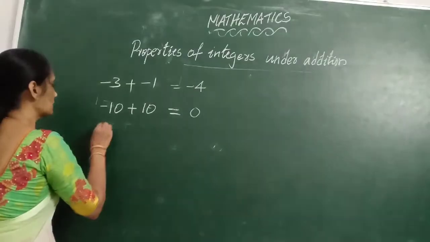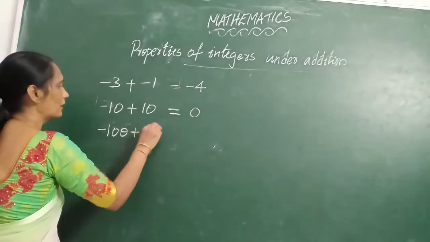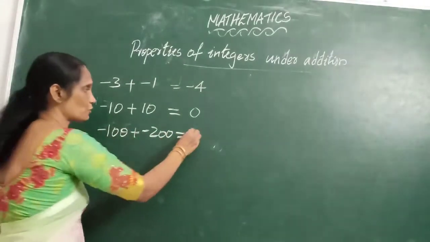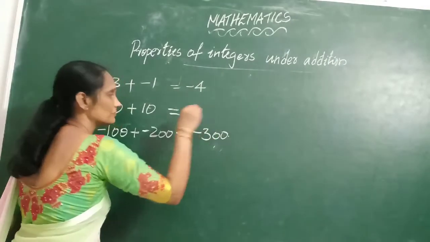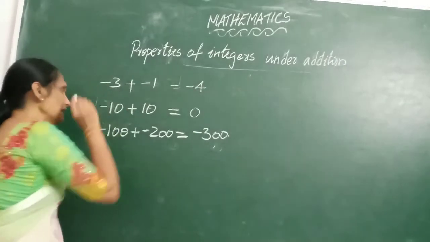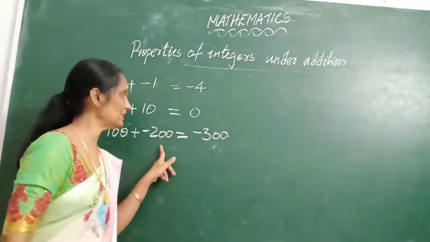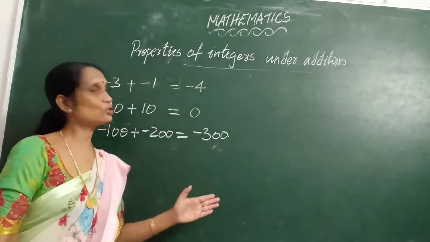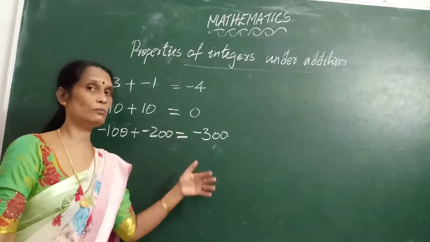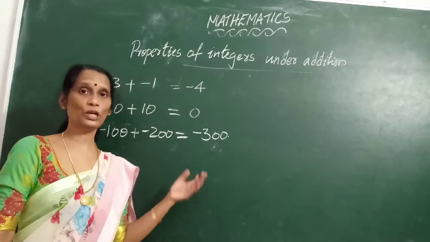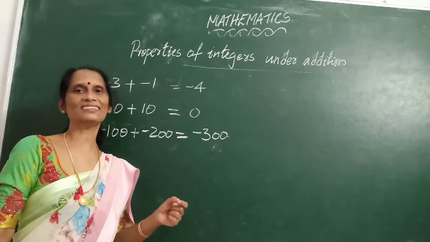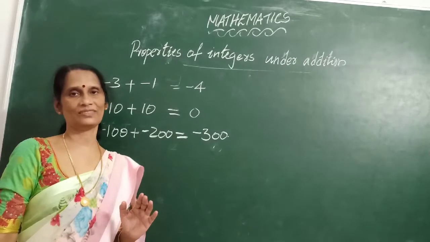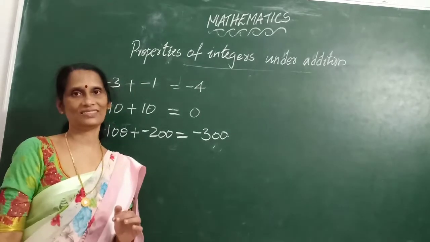Okay, let us see one more example. Minus 100 plus minus 200. What's the answer? Minus 300. So see here, minus 100 is an integer, minus 200 is an integer, then the sum minus 300 that we get, that is also an integer. You can see more and more examples at home. Go through that one. You will see that when you add two integers, you will get another integer. So the sum also will be an integer.